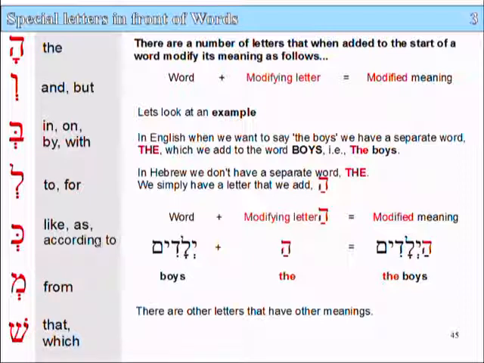So when we put these letters in front of the word, they change its meaning slightly. So let's have a look at some examples.